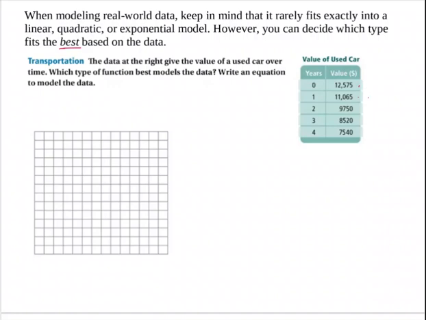Okay. How about from 11,065 to 9,750? Like 1,200, 1,300. Okay, maybe around 1,300, right? How much are we changing from 9,750 to 8,520? Like around 1,200. How much are we changing from 8,520 to 7,5__? It's around 1,000, okay?